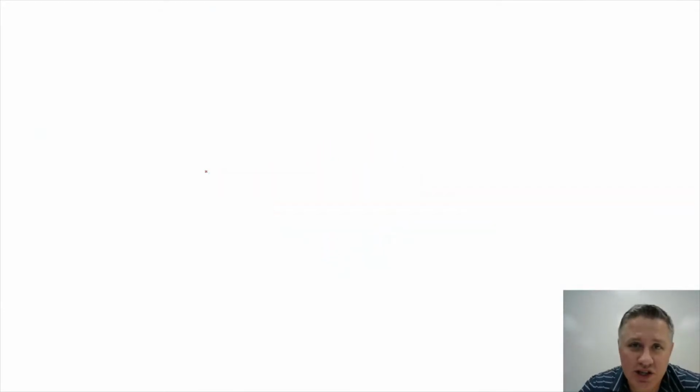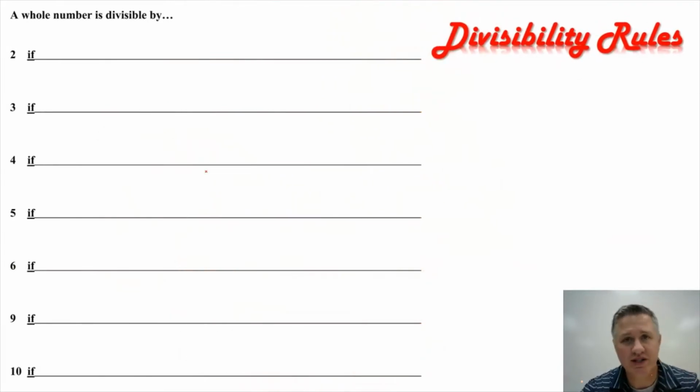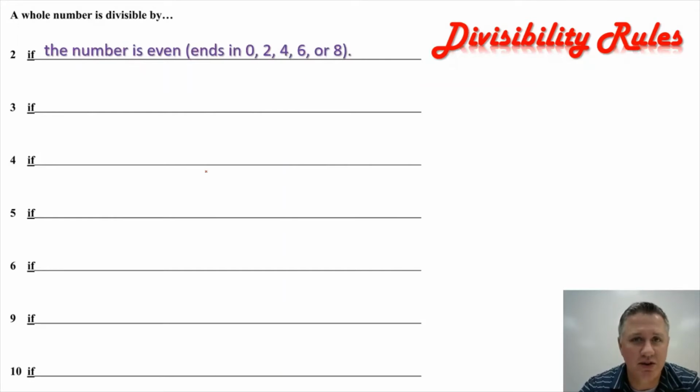Hey everybody, let's check those rules of divisibility and see if you know how to do them. These are quick tricks to see if a number is divisible by another number. So how do you know if a number is divisible by 2? Well, if it's even, right? If it ends in 0, 2, 4, 6, or 8.